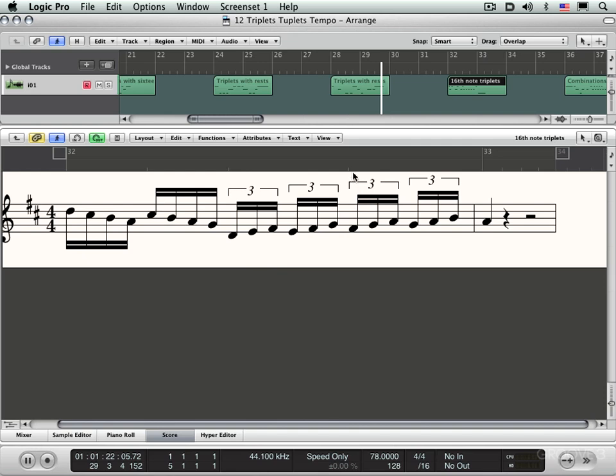And then beat 4 is subdivided with these other 6 16th note triplets there. So we have 1 and a 2 and a 3, and then beat 4 over there. Let's hear what this sounds like.